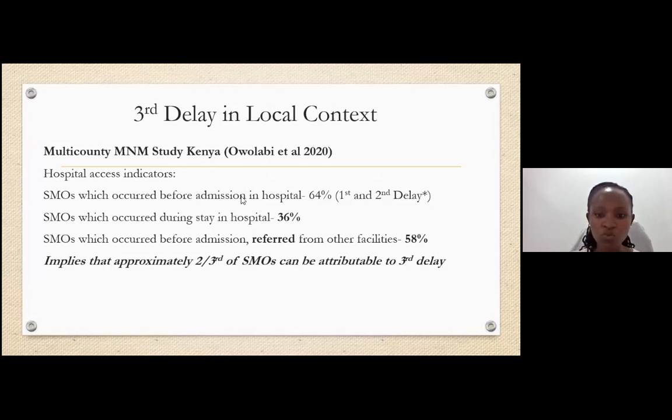So up to the 64%, referrals accounted for 58%. So you can see again the emphasis on referrals. So this implies that about 2/3 of all the severe maternal outcomes can be attributable to the third delay. That's a delay within the health system. And that's what we hope to address through this series.